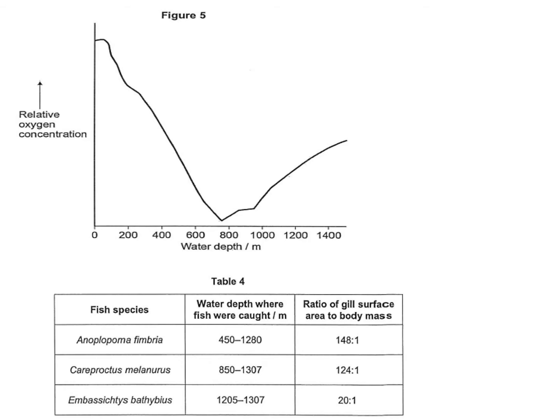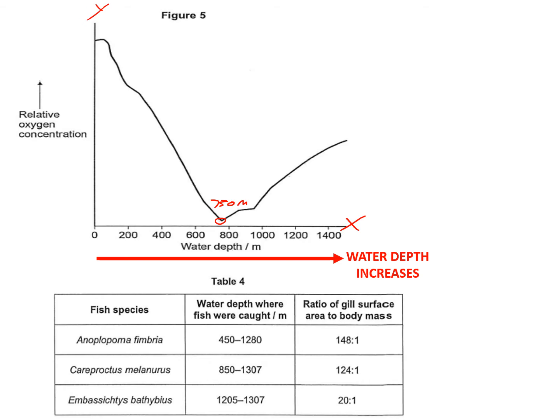Okay, so if you look at some of the data on the graph then, we can see that the x-axis shows the water depth and the y-axis is the relative oxygen concentration. So you might be able to see that as the water depth increases from 0 to around about 750, there's actually a decrease in the relative oxygen concentration in the water. So the oxygen is dissolved in the water.